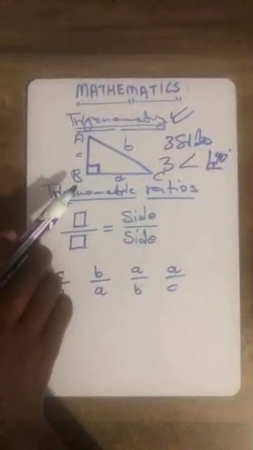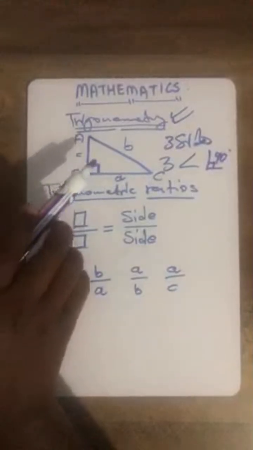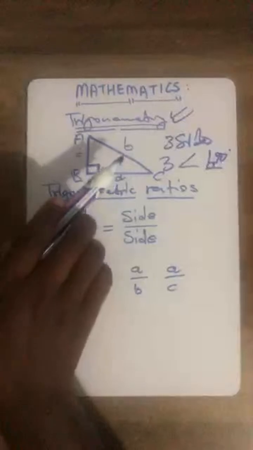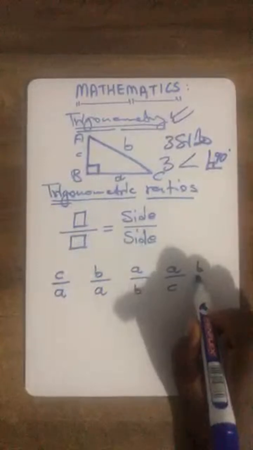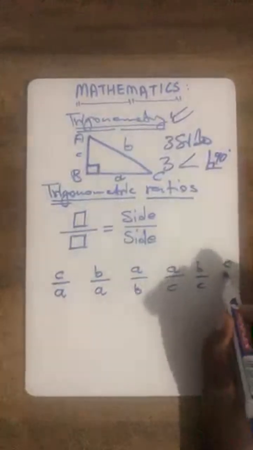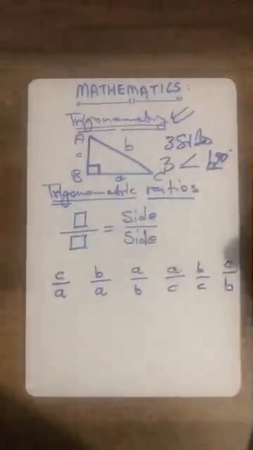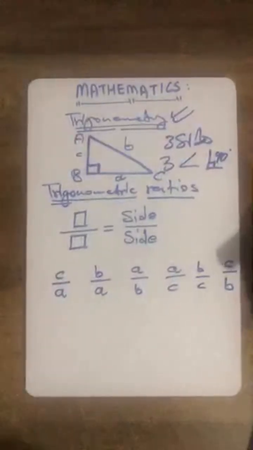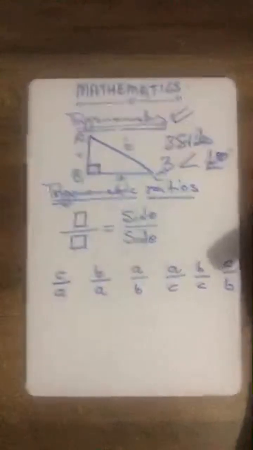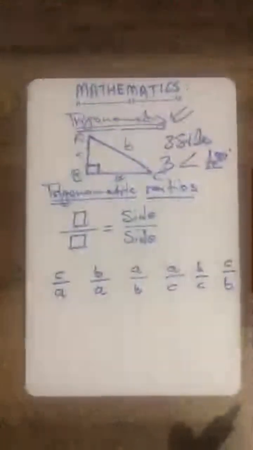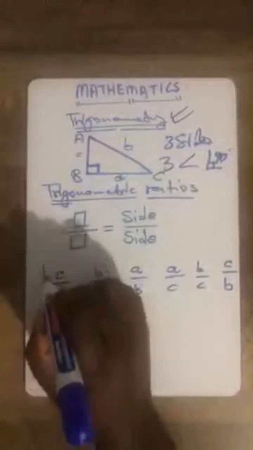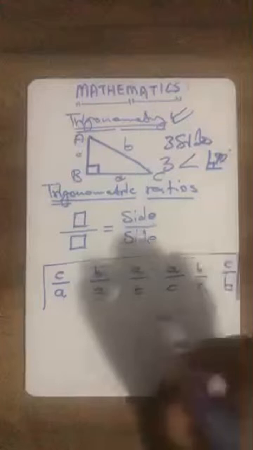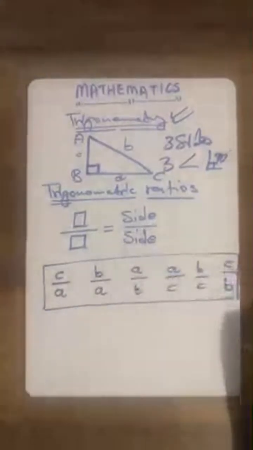That over that, that over that, okay. What about maybe b over c or c over b? B over c. But wait, honorable members. Do you guys notice that I thought you can only make 3 ratios? But look at how many ratios I was able to come up with. 6 unique ratios.